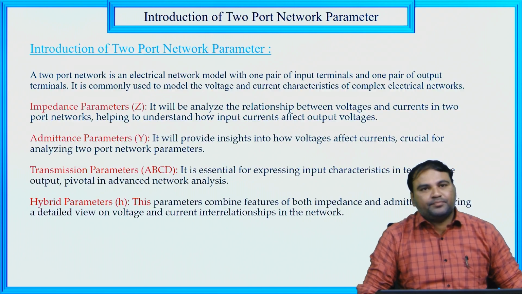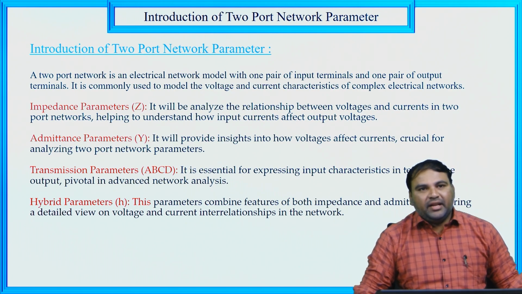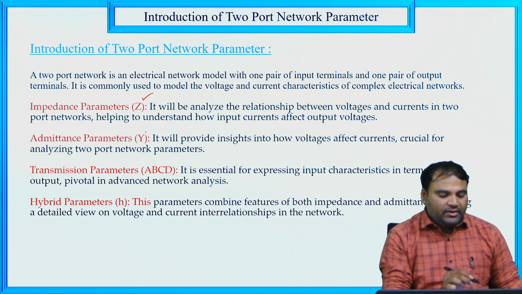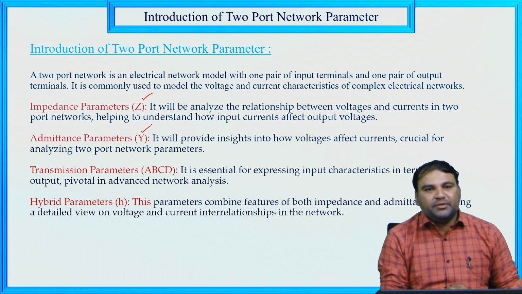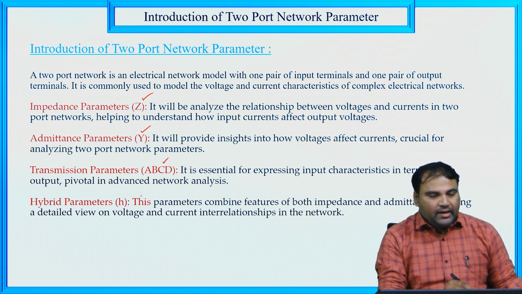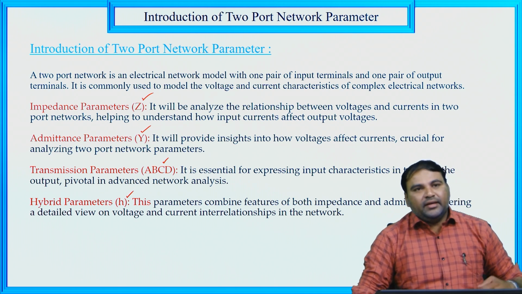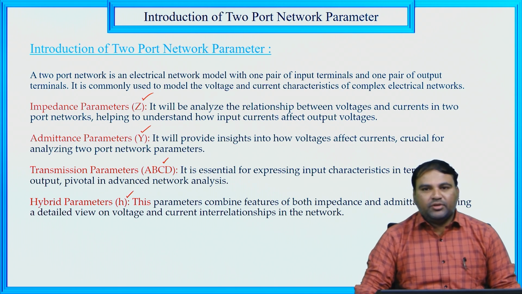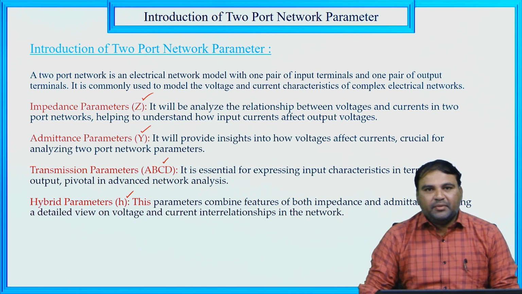Basically we have four parameters here: the impedance parameter or Z parameter, the second one is the admittance parameter or Y parameter, the third one is the transmission parameter or ABCD parameter, and the fourth one is the hybrid parameter, that is the H parameter. In today's lecture we are going to discuss the Z parameter, or impedance parameter, or open circuit two-port network parameter.